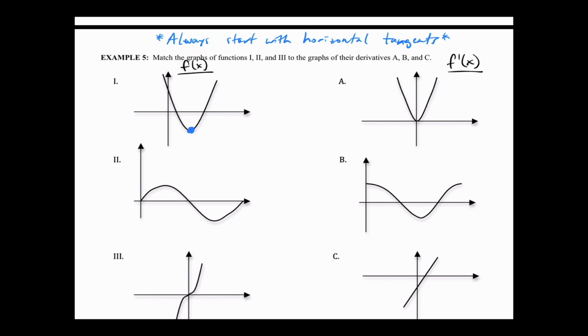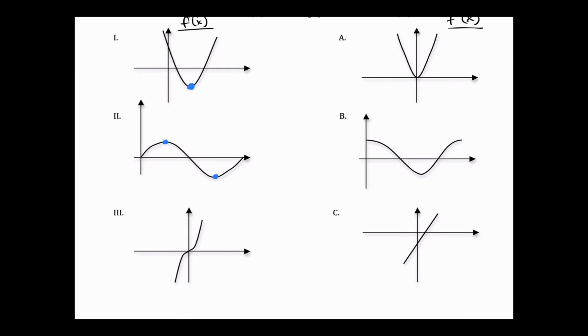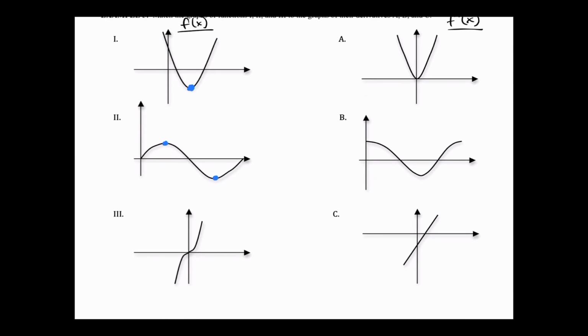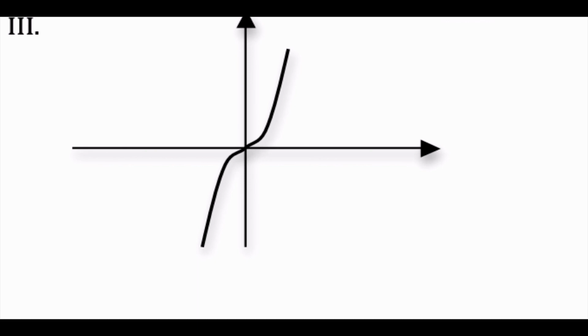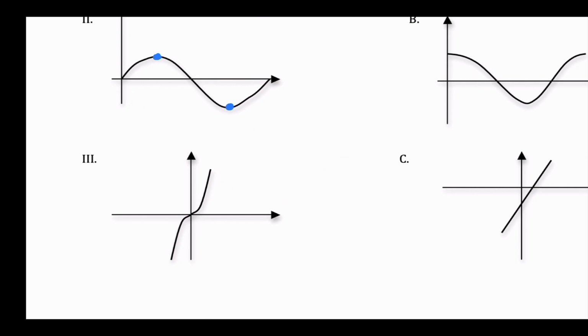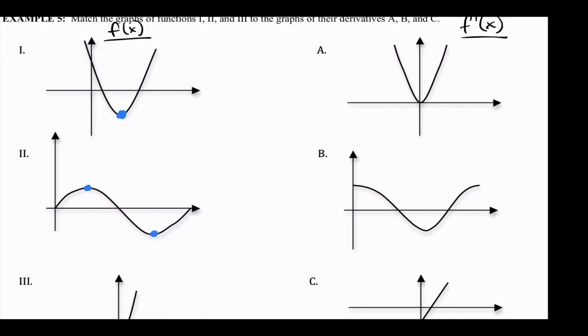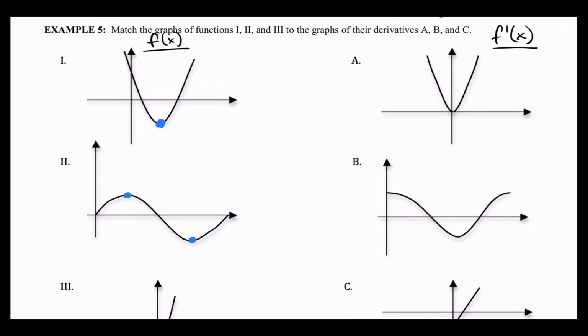How many dots is number two going to have? Two. One at the maximum and one at the minimum. How about number three? One kind of in the middle, right? It's not really horizontal there. It's kind of like this guy is increasing, and then it looks like it's slowing down, so there might be one here. Okay. So let's start with how is that going to help these guys?